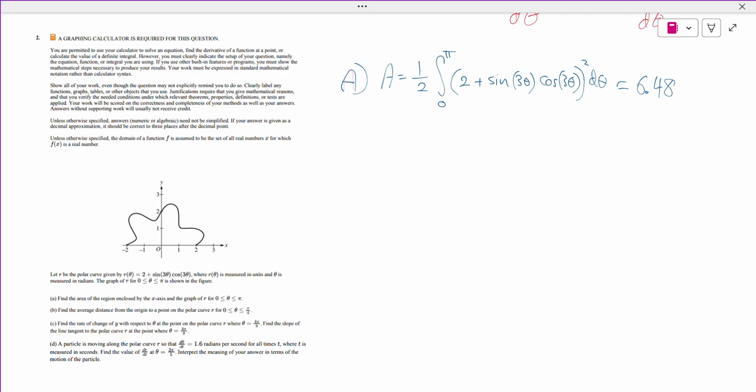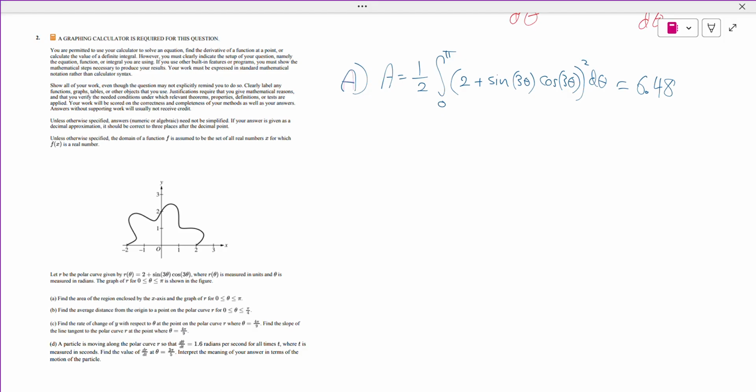I just want to emphasize something here. Please, when you type this function in your calculator, pay attention to those brackets: sine of 3 theta times cos, open another bracket, 3 theta. Pay attention to the format of writing the integral in your calculator.